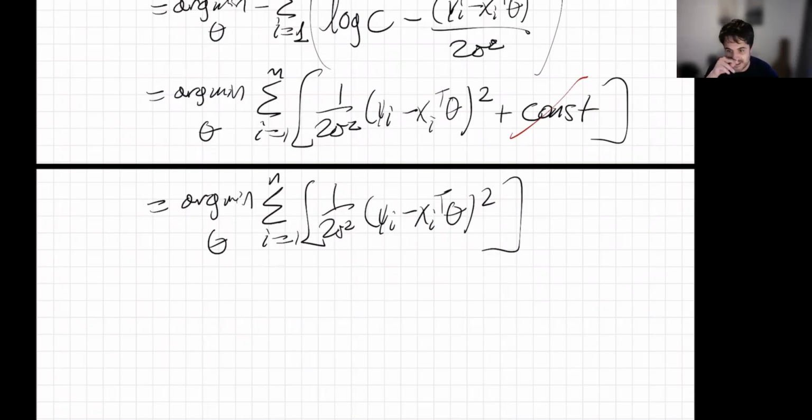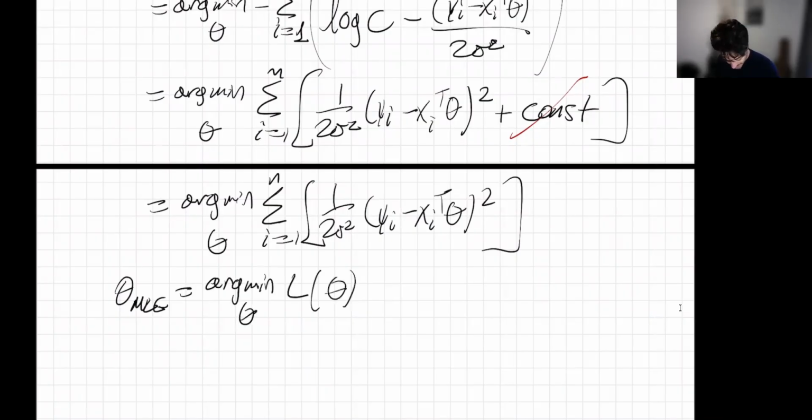But that's it basically. So what we are essentially doing is saying that the maximum likelihood estimate theta is basically a minimization of L theta. And what is L theta? It's a loss. It's a square loss. And I'm just going to copy it for the first step.